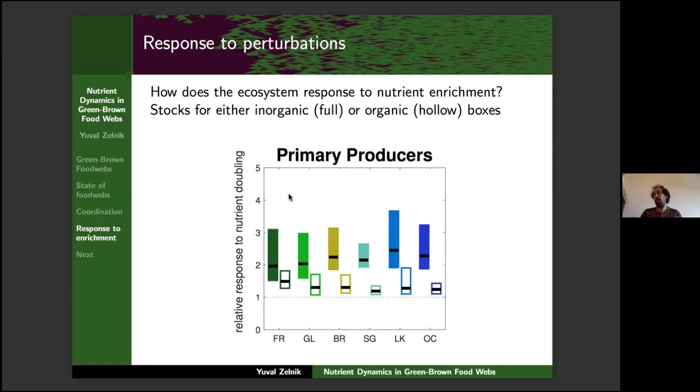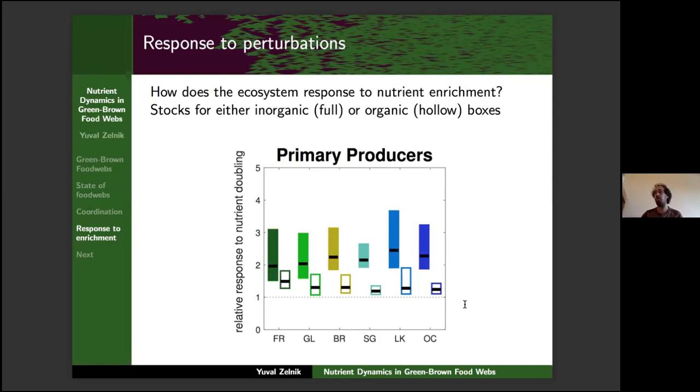And of course, in agriculture systems, this is very clearly the case, where you're putting fertilizers of different sorts and you're impacting the ecosystem within the agricultural field. So I wanted to ask: how do ecosystems respond to nutrient enrichment? Here, using the model and the parameterization, I looked at different ecosystem types, so the forest, grassland, brackish, seagrass, lakes, and oceans, and from left to right, how do they respond to nutrient enrichment?